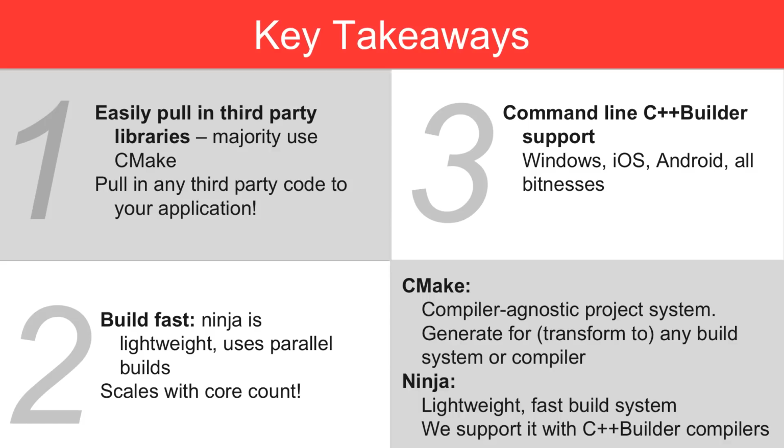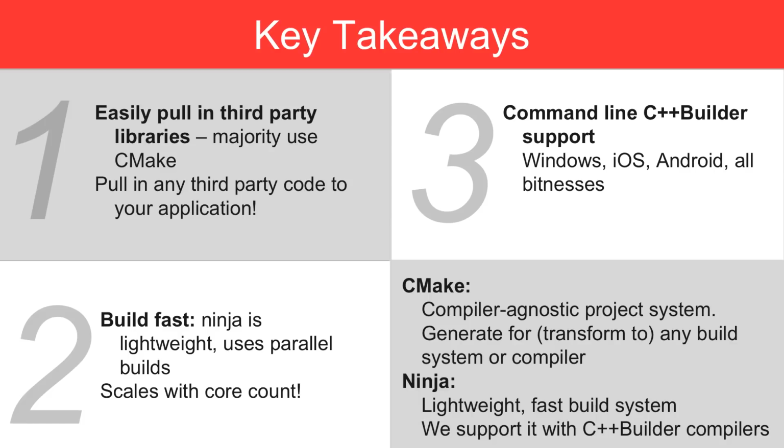The second is that you can build fast. Ninja is lightweight and uses parallel builds, and it scales with the core count. So if you have a build machine, or even if you're just building locally, Ninja is a fantastic way to speed up the often famously slow C++ build time. And save time is save money, save effort. It's very valuable to you.